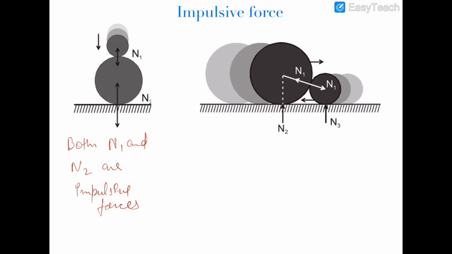So N3 and N1 are the larger forces which act for a very short period of time, but N2 is not an impulsive force, because N1 acts in the opposite direction of N2, and therefore a component of N1 decreases N2. So N2 would be a decreased force, and hence it would not be an impulsive force. So this is non-impulsive, and these forces N3 and N1 are impulsive.